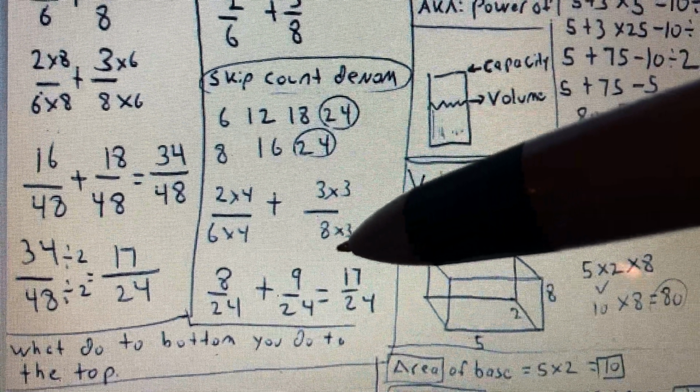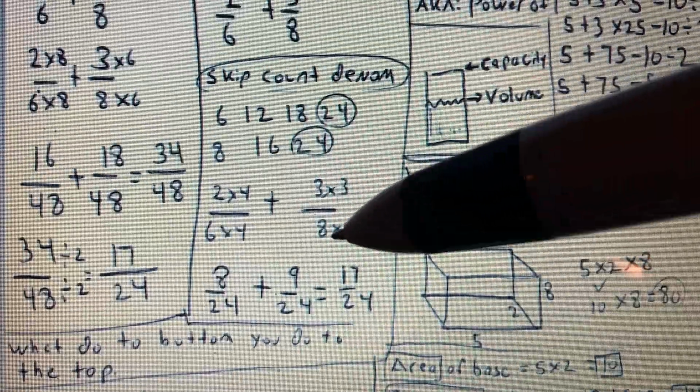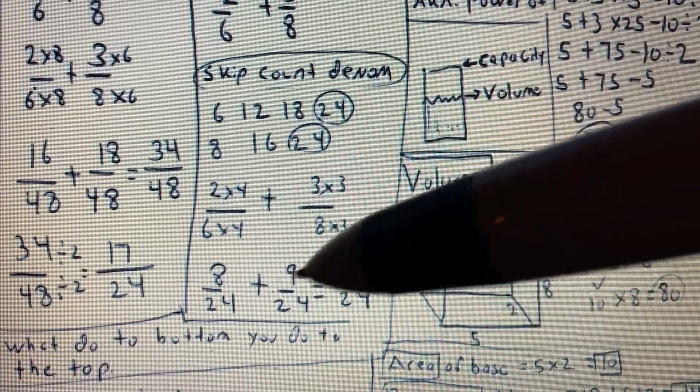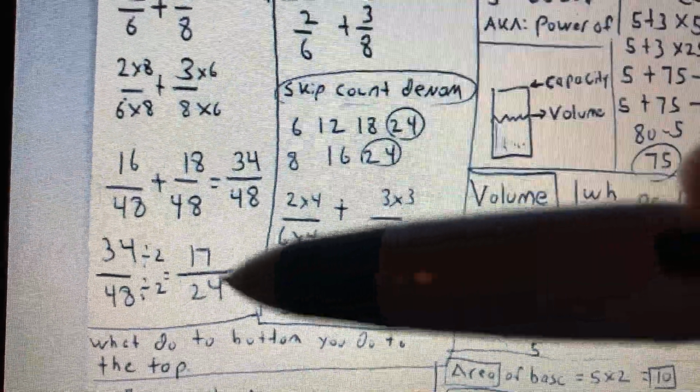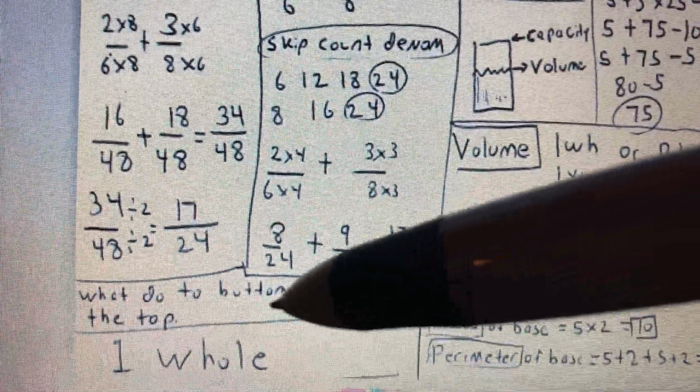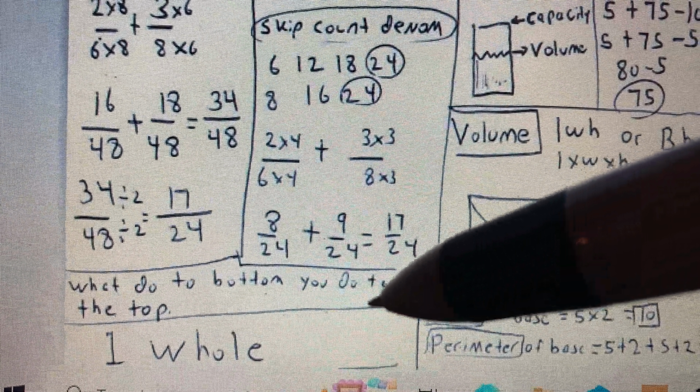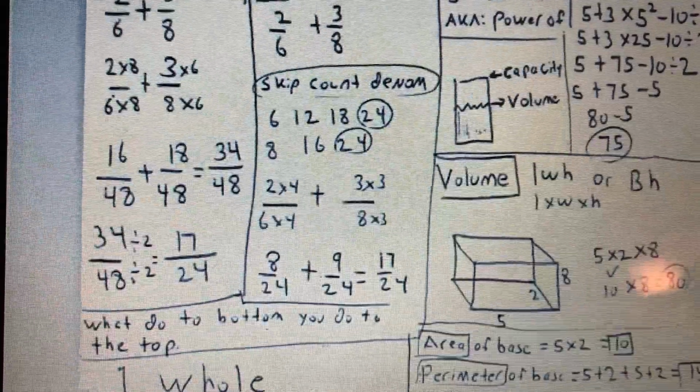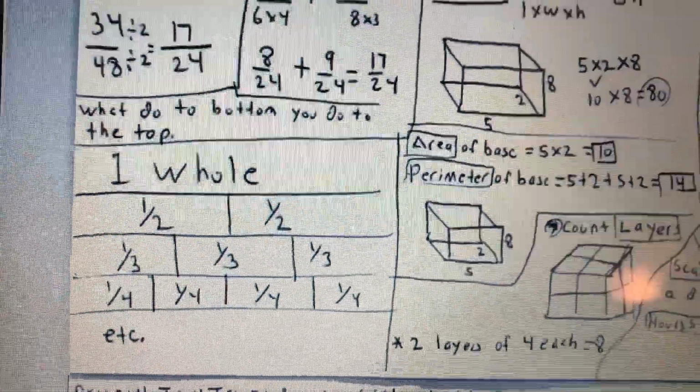2 times 4 is 8. 8 times 3 is 24. So what you do to the bottom, do to the top. 3 times 3 is 9. You get 17/24, which you will notice is what I got from doing it the other way. What you do to the bottom, you do to the top. Ta-da! I'm confused? Well, keep studying it.